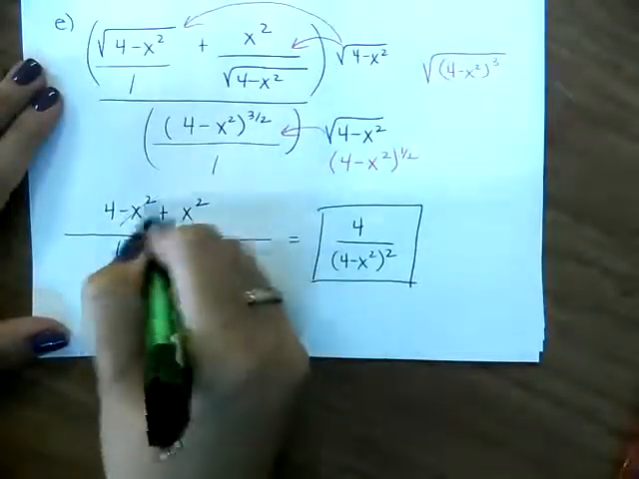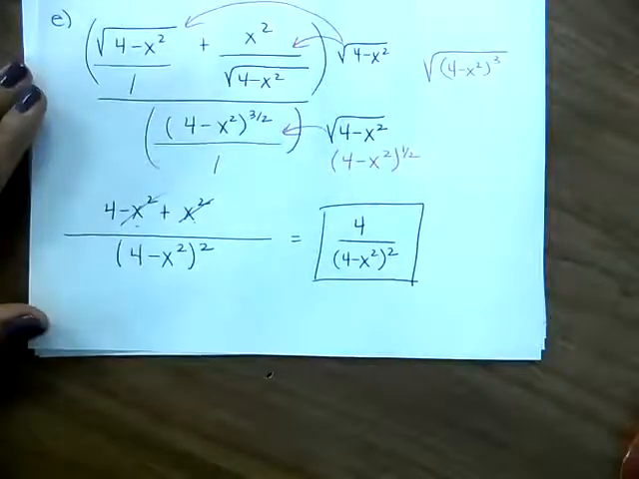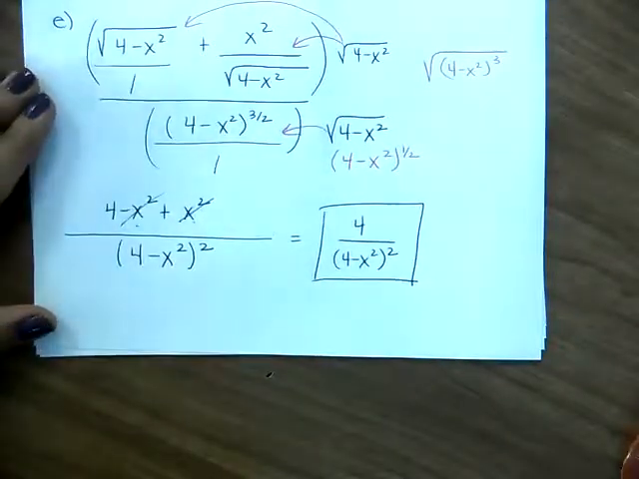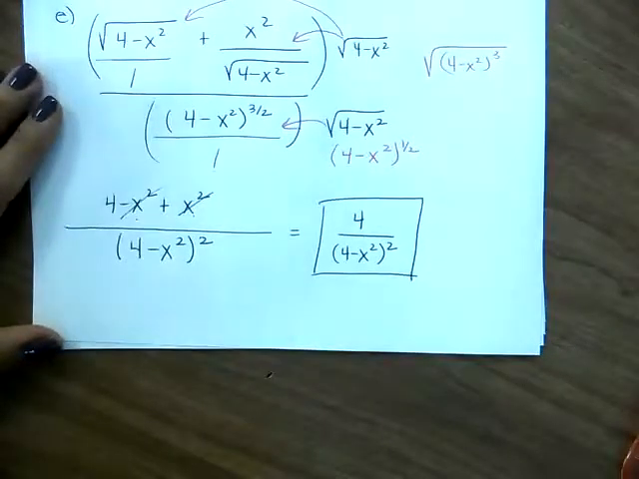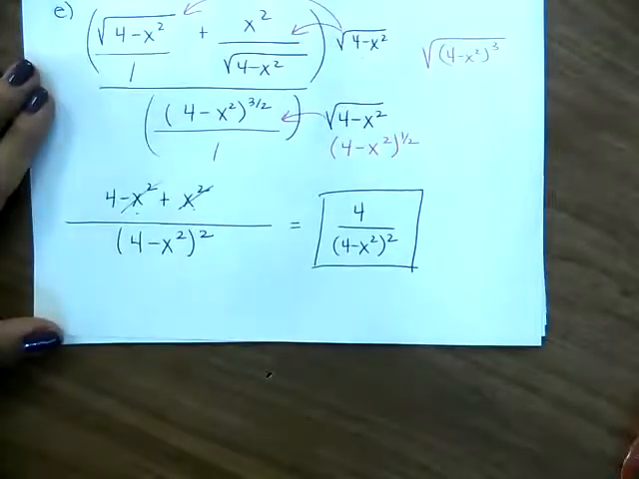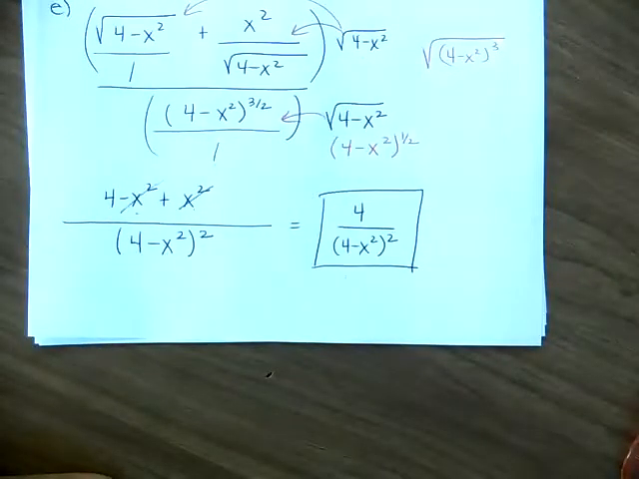Negative x squared plus x squared cancels. Yes? Josh? Final answer. Couldn't you change the 4 into 2 squared and then you take out this square on both the top and bottom? No, because of subtraction. Okay? What else?